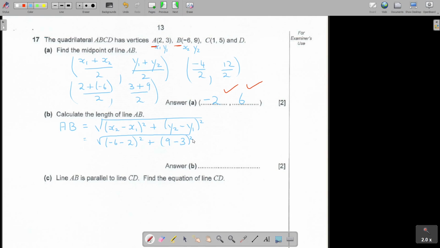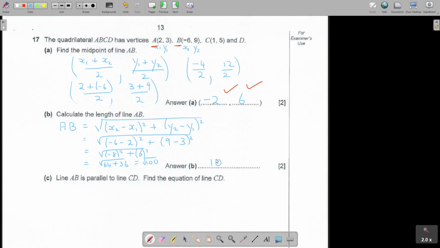Okay, and then I'm just going to do, so this is going to be -8 squared plus 6 squared. And then I'm going to get this as equal to 64. That's very nice, plus 36, because I know that's the square root of 100, and I know the square root of 100 is 10.